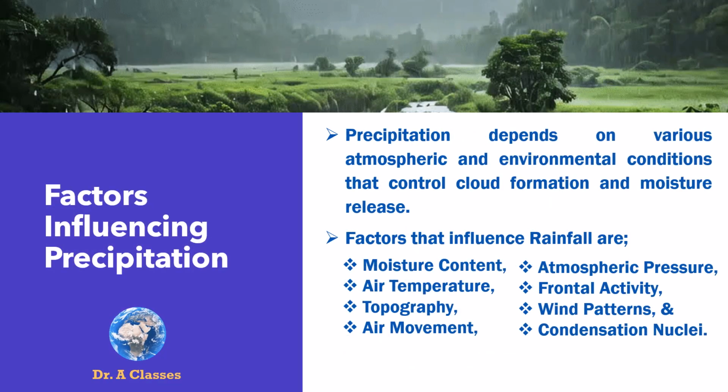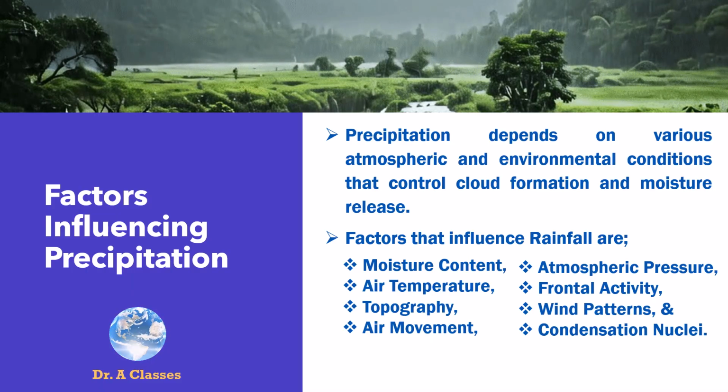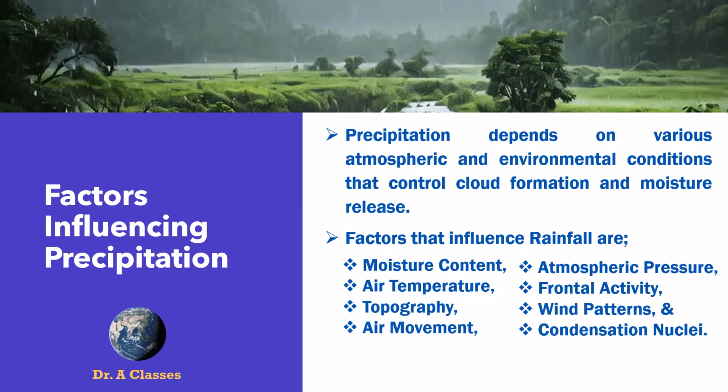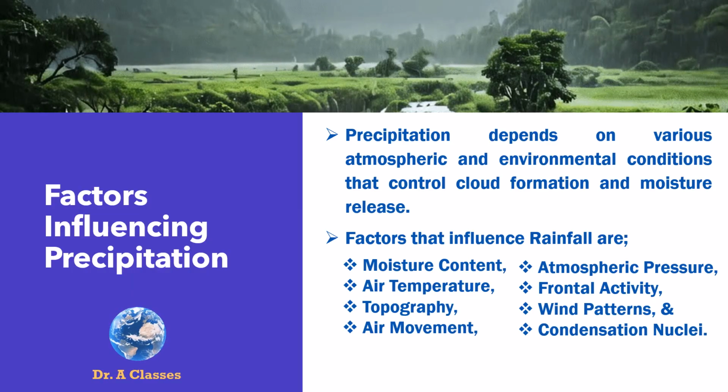Factors influencing precipitation. Precipitation depends on various atmospheric and environmental conditions that control cloud formation and moisture release. Factors that influence rainfall are moisture content: more water vapor in the air increases the potential for precipitation. Air temperature affects condensation and determines whether precipitation falls as rain, snow, or other forms. Topography: mountains force air to rise, cool, and condense, leading to orographic rainfall. Air movement: rising air currents enhance cloud formation and precipitation.